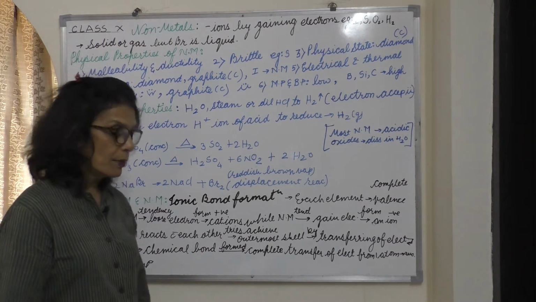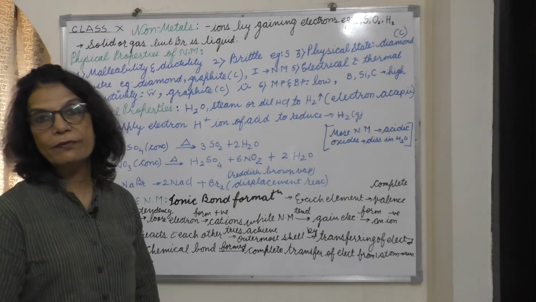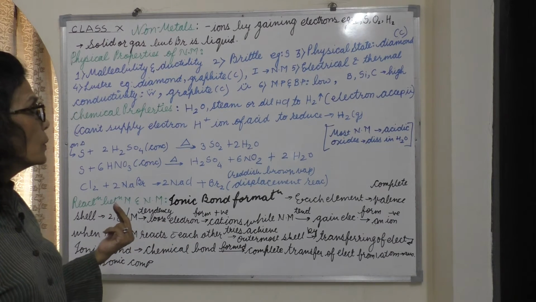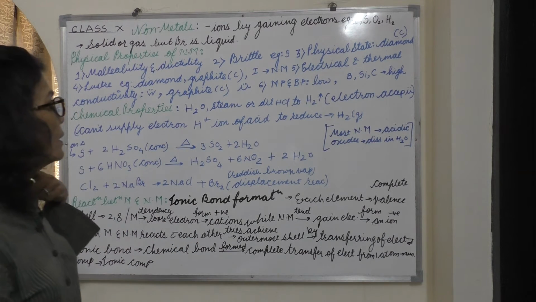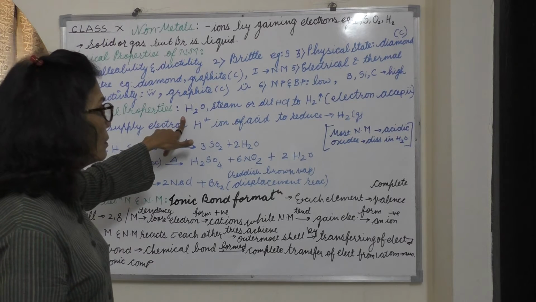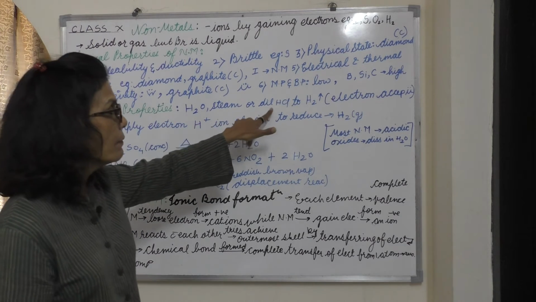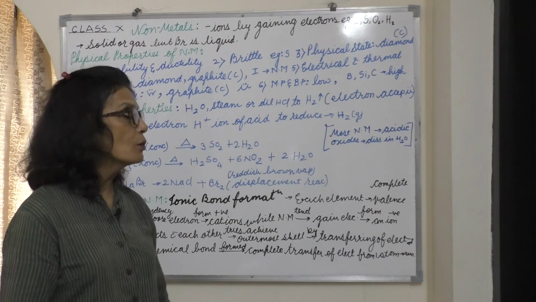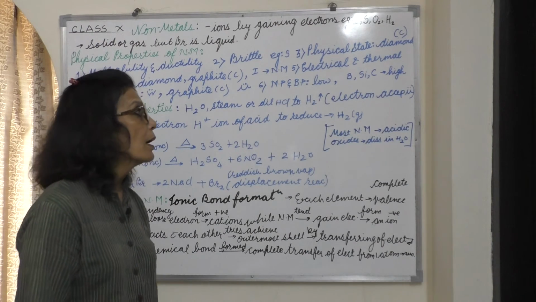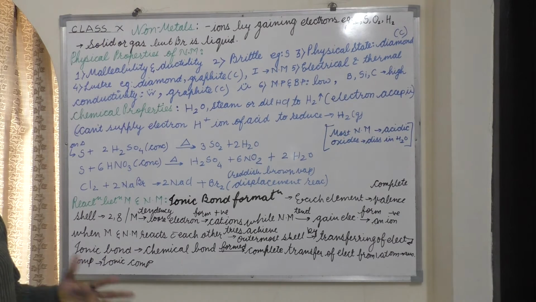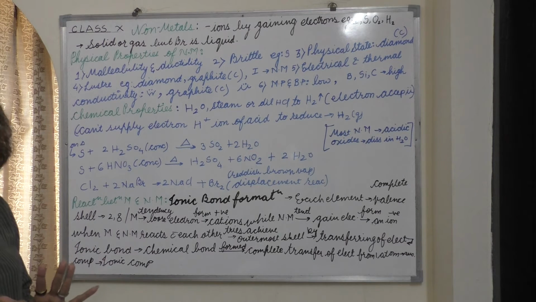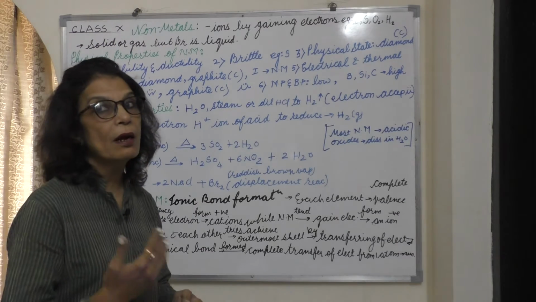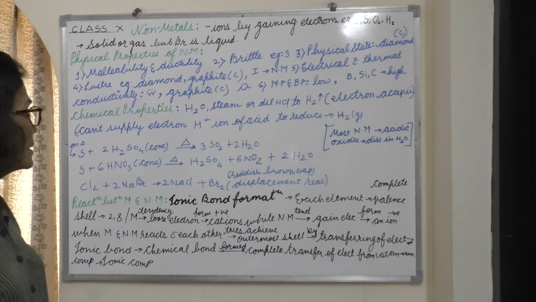Now coming to chemical properties. Chemical properties are definitely different from metals. First one, non-metals do not react with water or steam, or with dilute HCl, that is hydrochloric acid, to give hydrogen gas. How do we get this? Metals accept electrons, and because of that they evolve hydrogen gas.